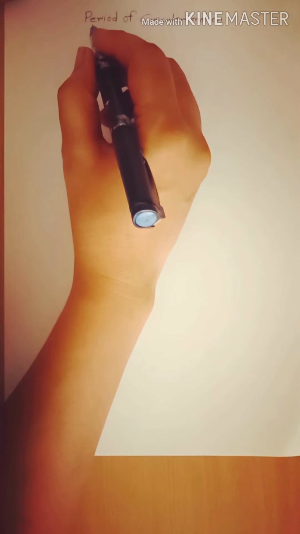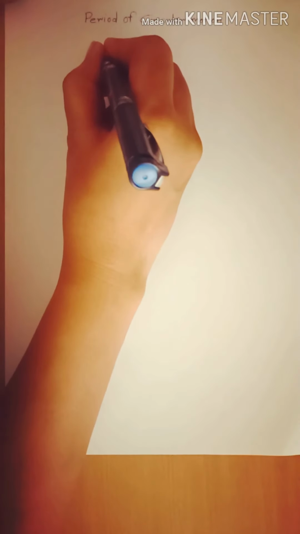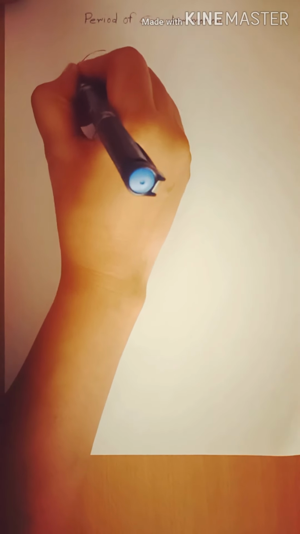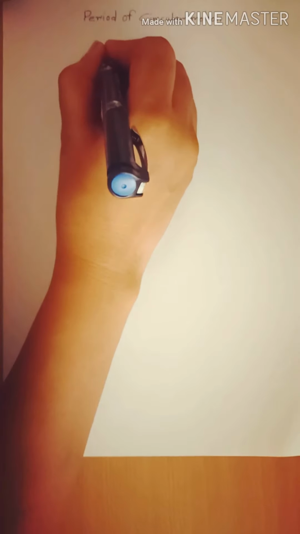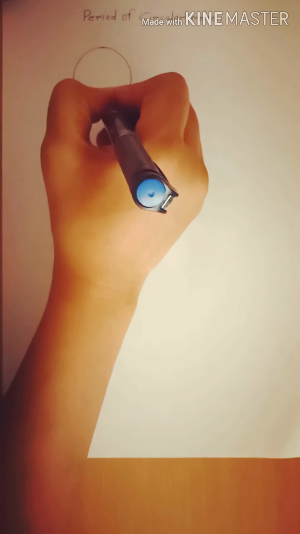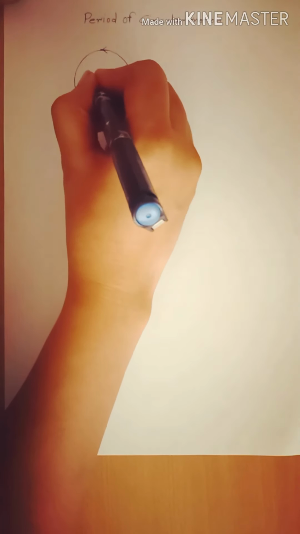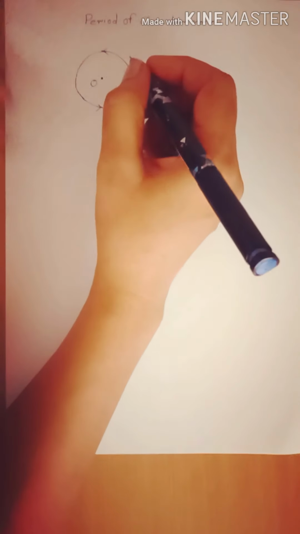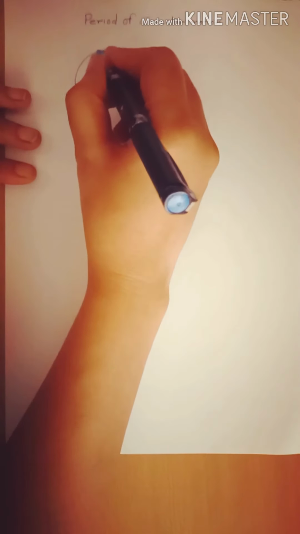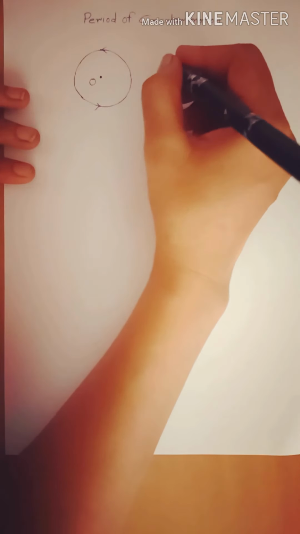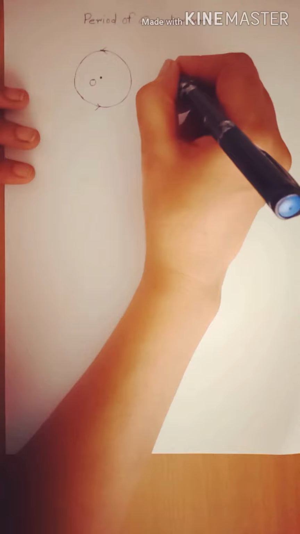Today we will learn the concept of period of circular motion. Consider a particle performing circular motion in the anti-clockwise direction. Let O be the center of the circle. When a particle completes one revolution, the distance it covers is equal to the circumference of the circle.